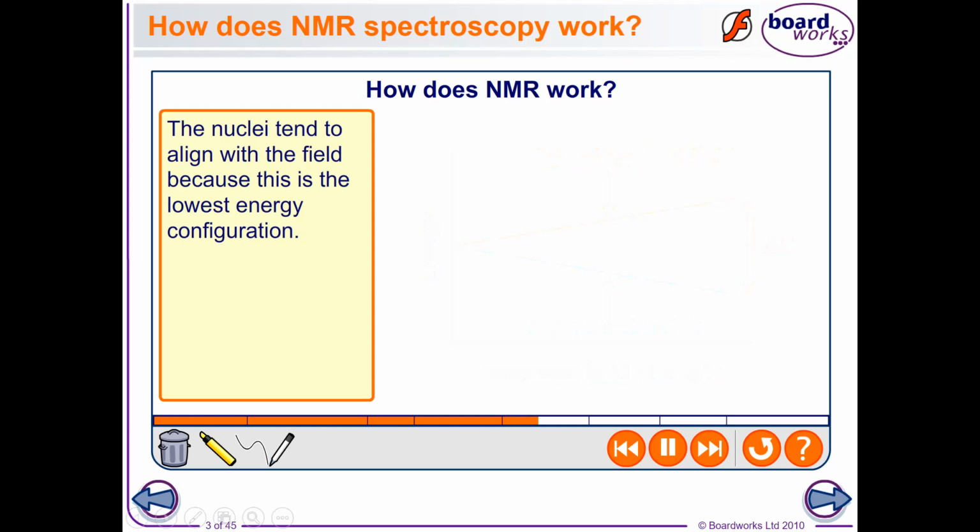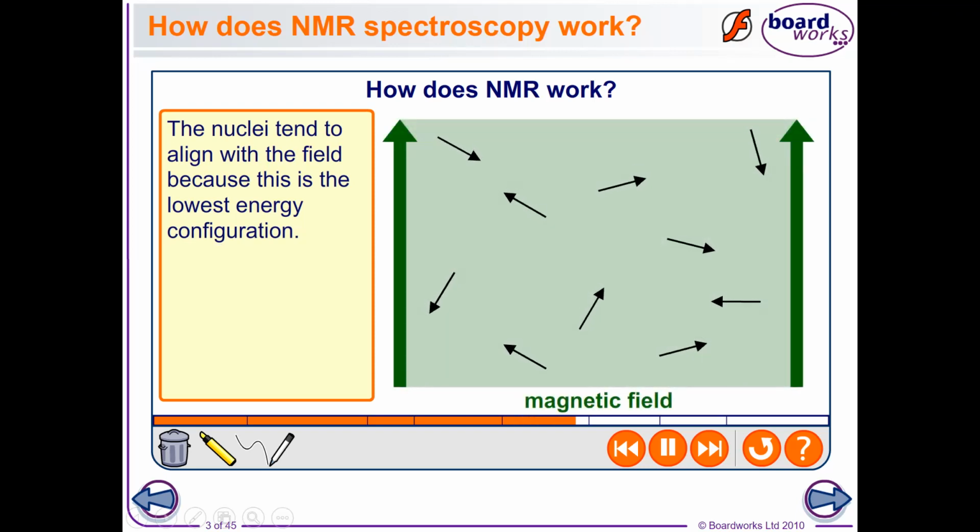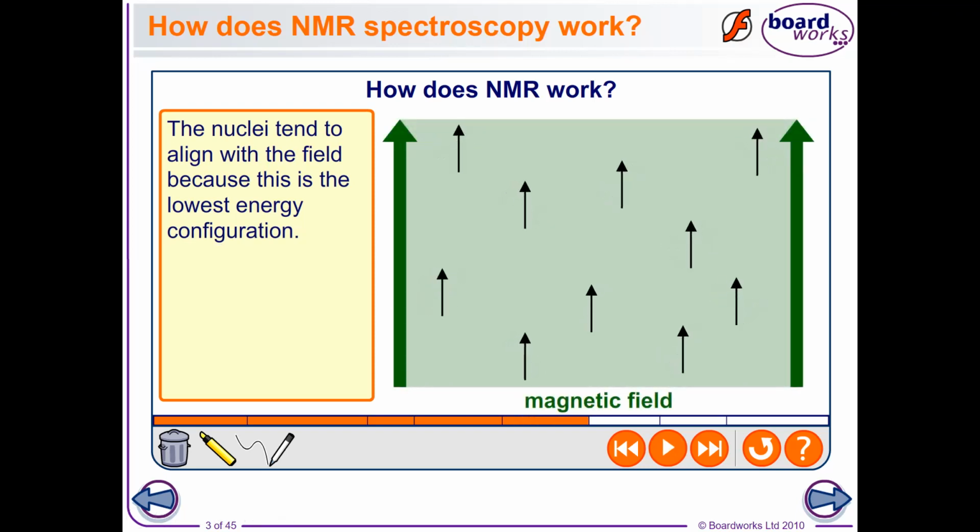So, on this next slide now, we're going to put them into a magnetic field. And of course, they will all line up with the field because they are going to be in a lower energy configuration. But if we could give those a bit of energy, then they could possibly line up against the field. A bit like atomic emission spectroscopy. If you give the electron energy, it can move from a lower level in its ground state to a higher level and become excited. And that effectively is the same kind of thing happening here.